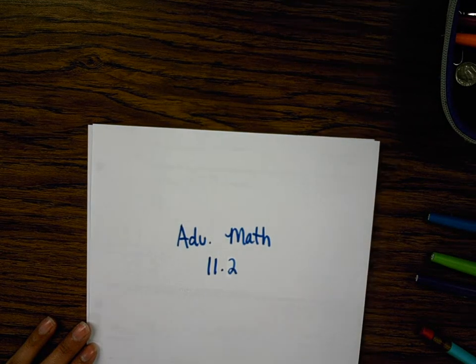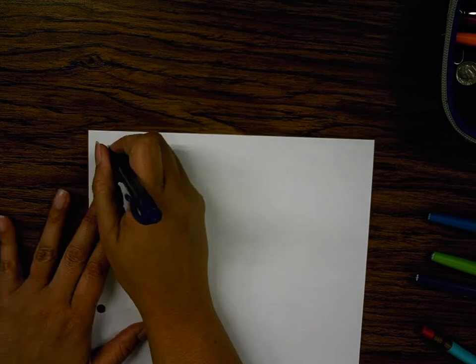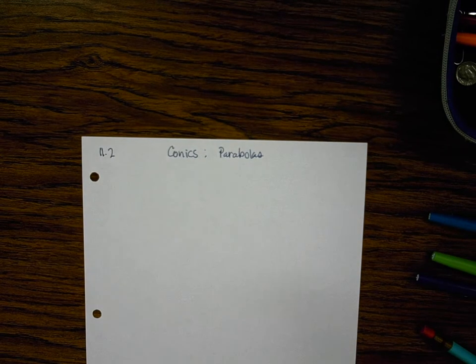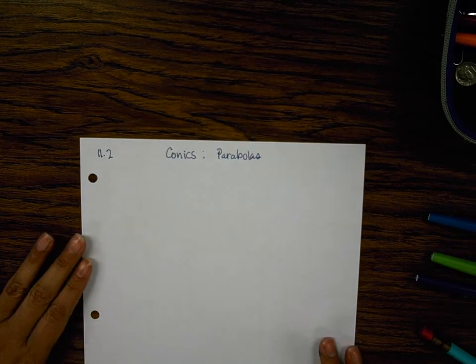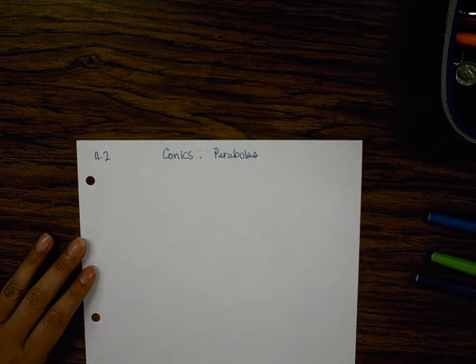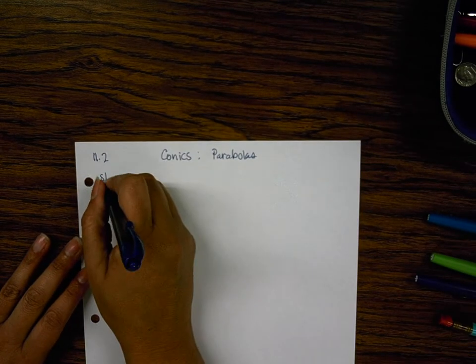This is Advanced Math, Unit 11, Lesson 2. We're still dealing with conic sections. So far we've had circles, today we have parabolas, and ellipses and then hyperbolas will be coming up in the lessons to come.